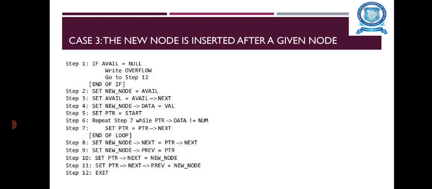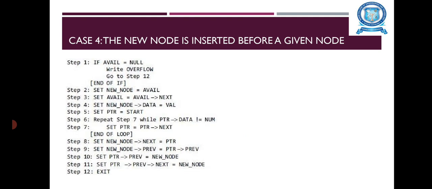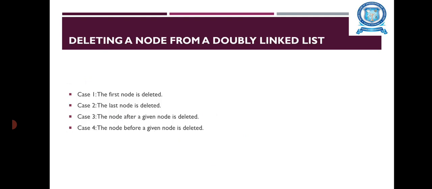Once we reach this node, we can change the next and previous fields in such a way that a new node is inserted. The next case is where the new node is inserted before the given node. This is the same as the previous case, but in the previous case we were using the given after location, and here the before location. So we change the previous fields in such a way that the new node is inserted before the desired node.